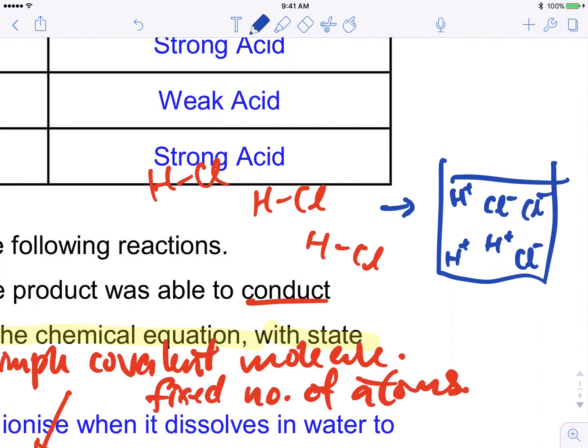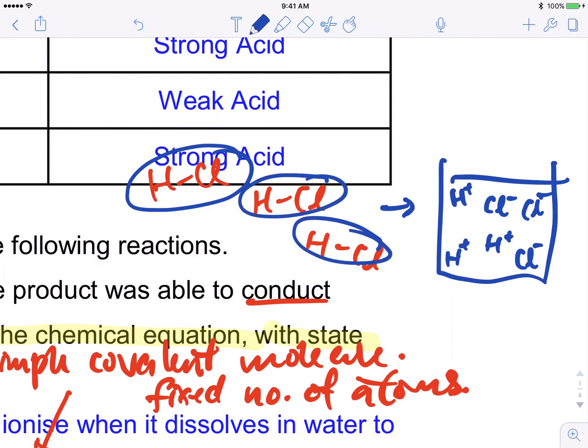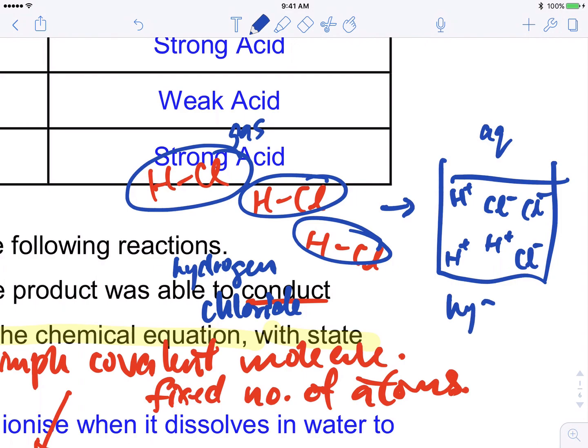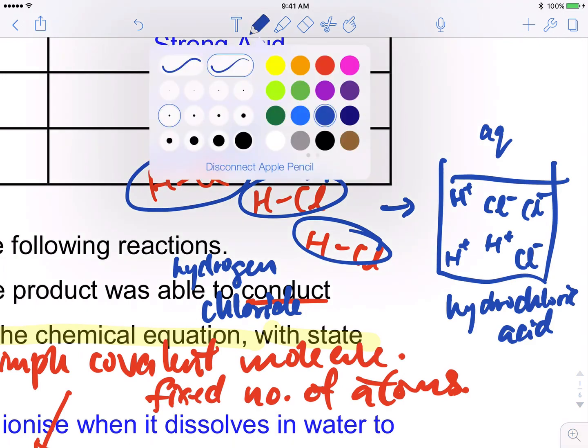Initially, they are gas. HCl is a gas. Here it is in an aqueous solution. Here we call it hydrogen chloride. Here we call it hydrochloric acid. And you don't need to know any other example. Anything that can come out will be HCl. We always ask HCl, okay, if it comes out.